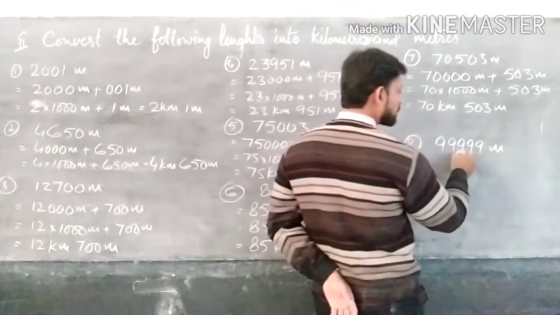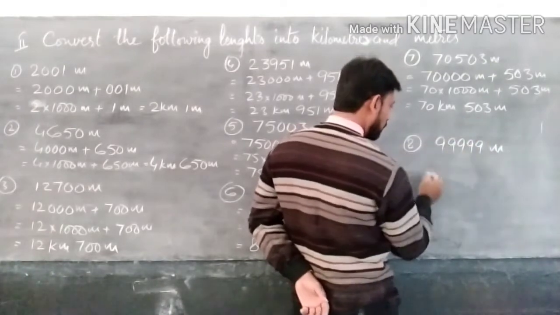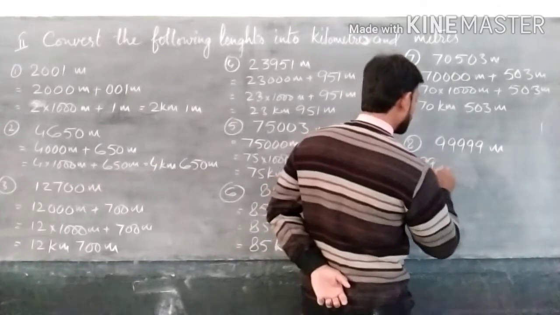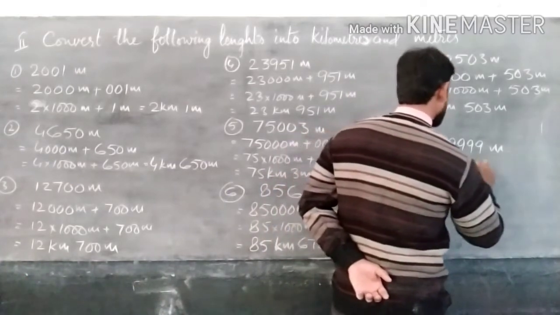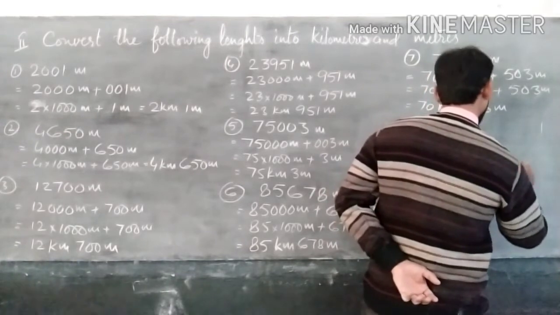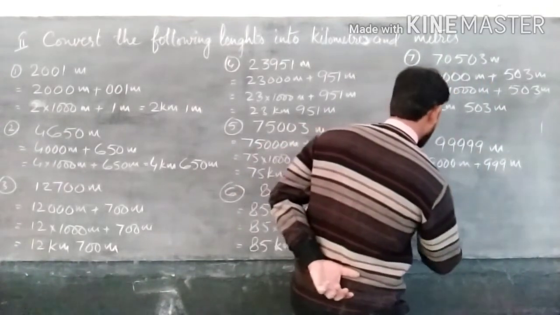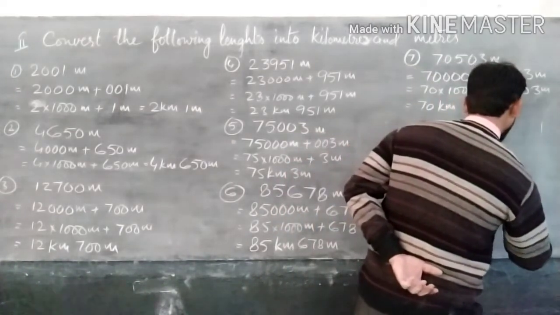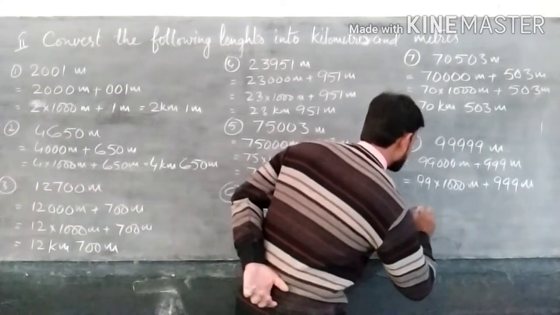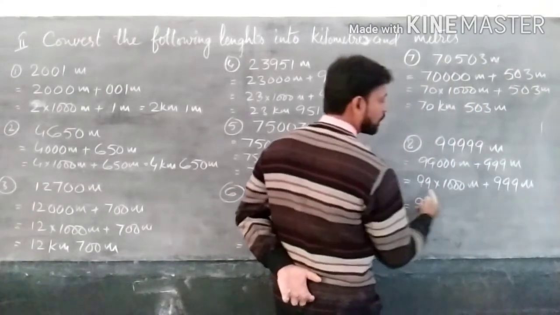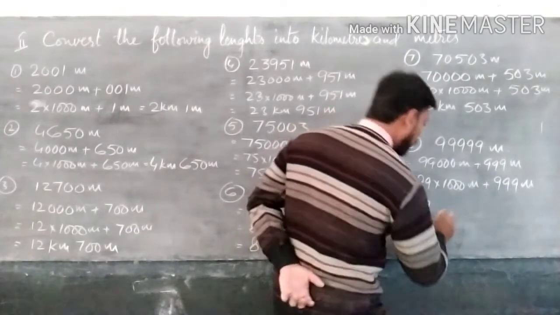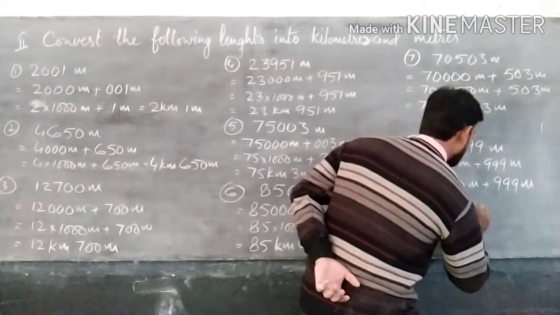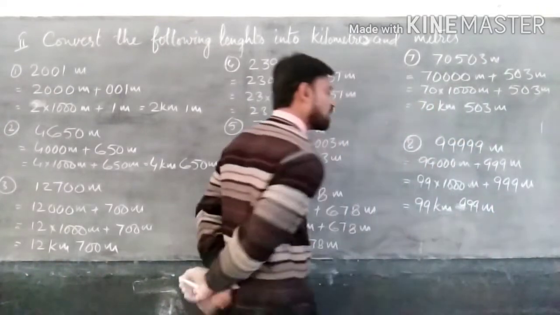Now next question, 99,999 meters. This can be divided here after 3 places. So this is 99000 meters plus 999 meters. Here we have 99 into 1000 meters plus 999 meters. Now 1000 meters equals 1 kilometer. So 99 kilometers and 999 meters. So this is the answer.